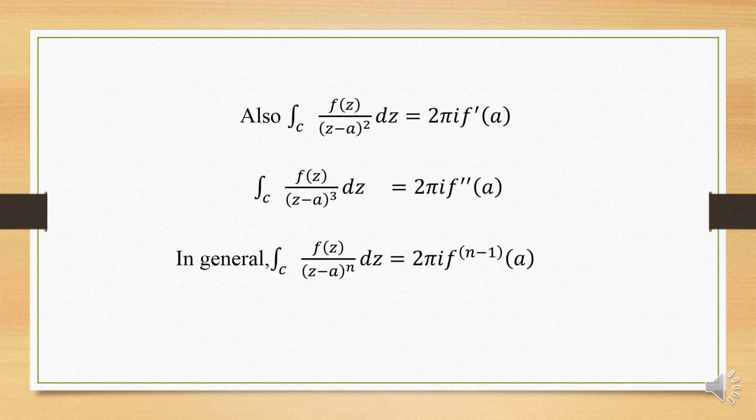For higher derivatives, the formula is: integral over C of f(z) divided by (z minus a) the whole square dz equals 2πi into f dash of a; integral over C of f(z) by (z minus a) the whole cube dz equals 2πi into f double dash of a; and in general, integral over C of f(z) by (z minus a) the whole power n dz equals 2πi into f power (n minus 1) of a.